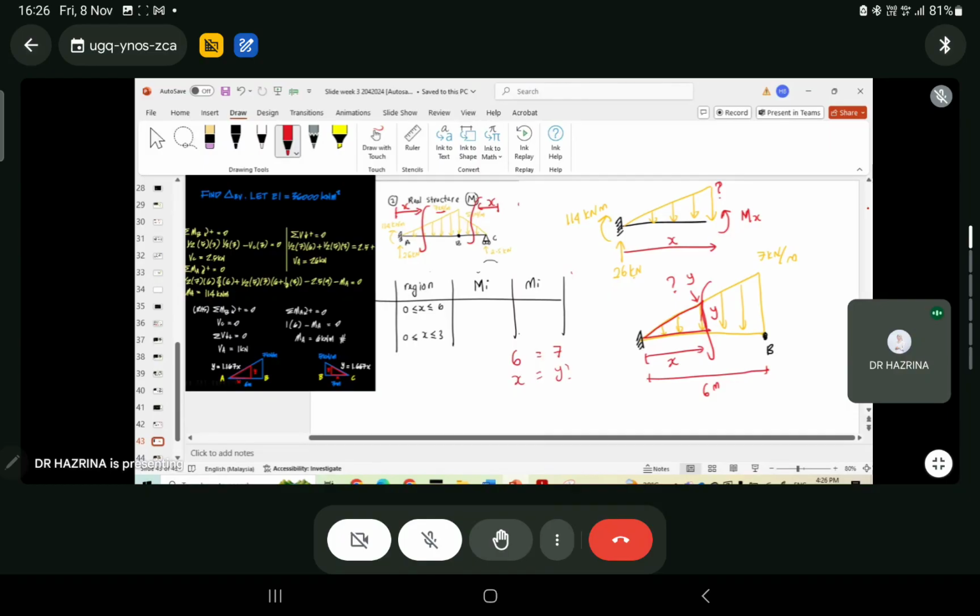So when you do the ratio, you will get Y equals 1.167X. So here, Y is equivalent to 1.167X. So the height is 1.167X. So from here you can calculate your moment.